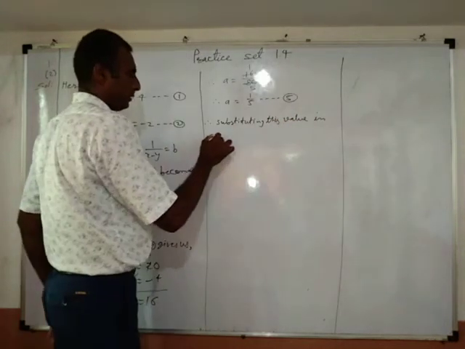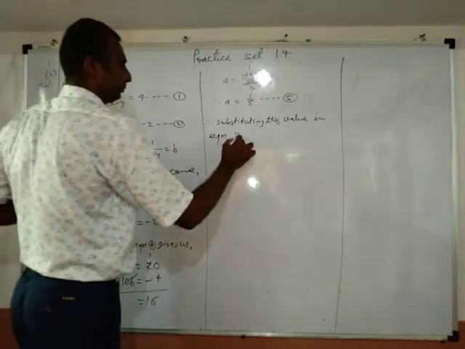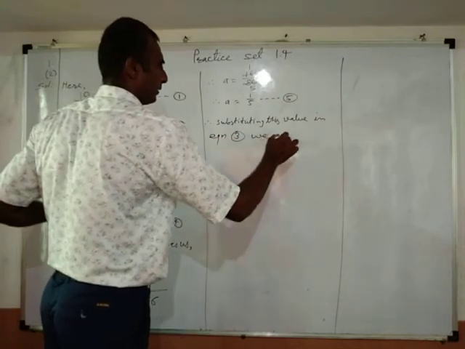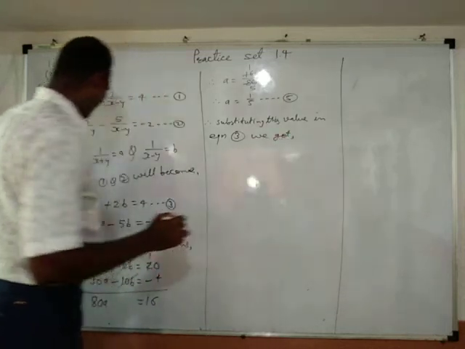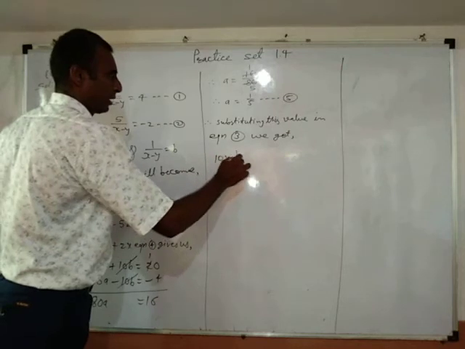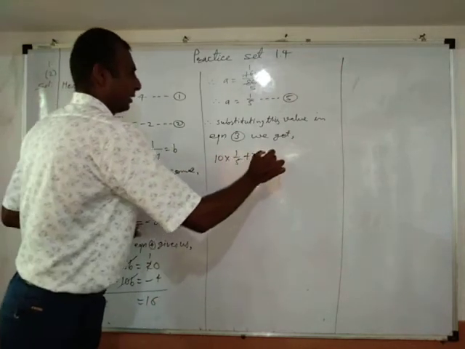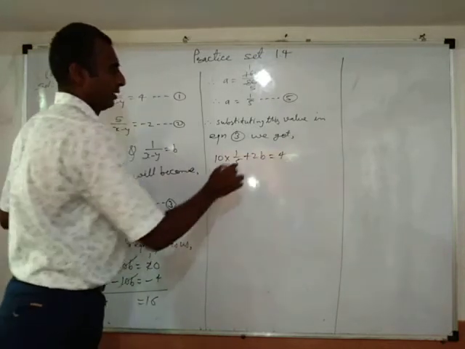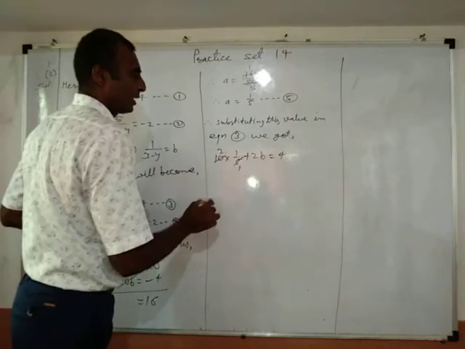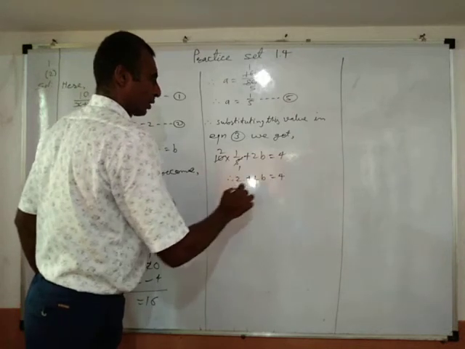in equation 3, let's see what we get. 10a means 10 into a, means 10 into 1 upon 5, plus 2b equals 4. 5 ones are 5, 5 twos are 10. Therefore 2 plus 2b equals 4.